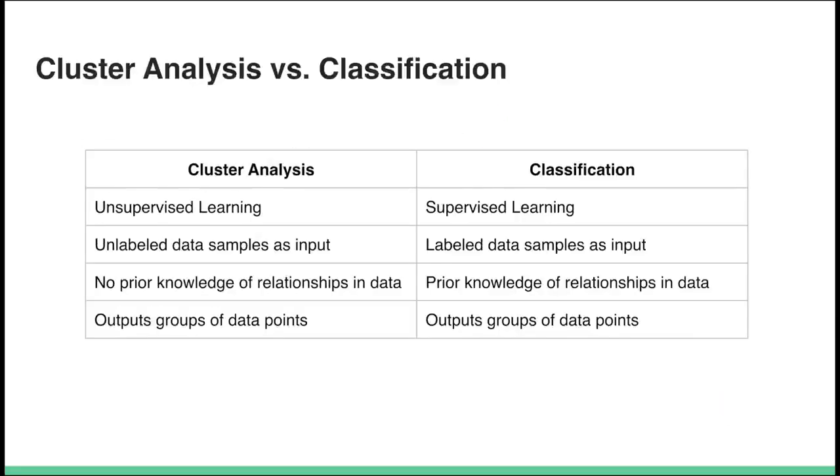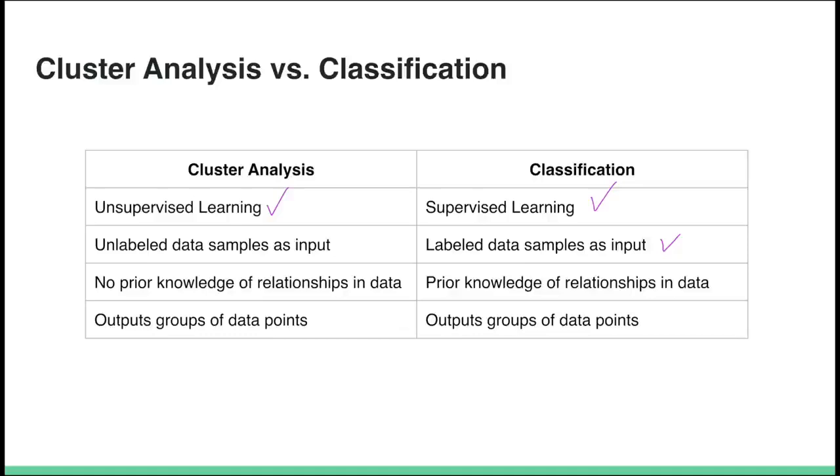So if we're comparing cluster analysis and classification, cluster analysis uses unsupervised learning, while classification uses supervised learning. In cluster analysis, we're putting in data without any information attached to it, so it's unlabeled. In classification, we have information attached to it, and by information, I mean whether those professors are tenured or not. So we're telling the algorithm exactly what we want to predict, versus with cluster analysis, we're just giving a bunch of data and seeing what it comes up with.